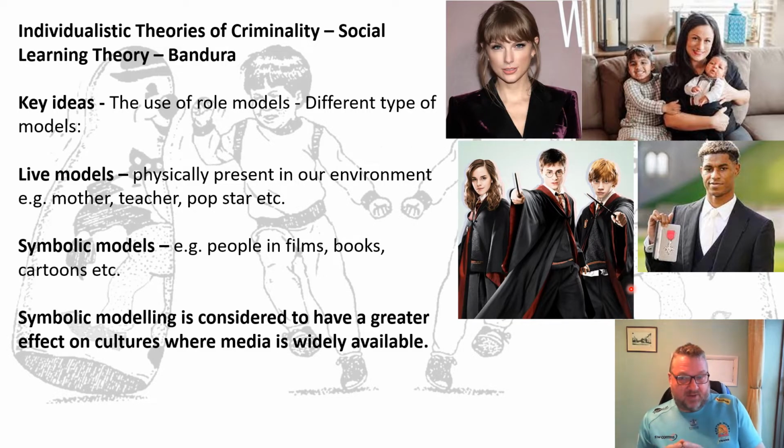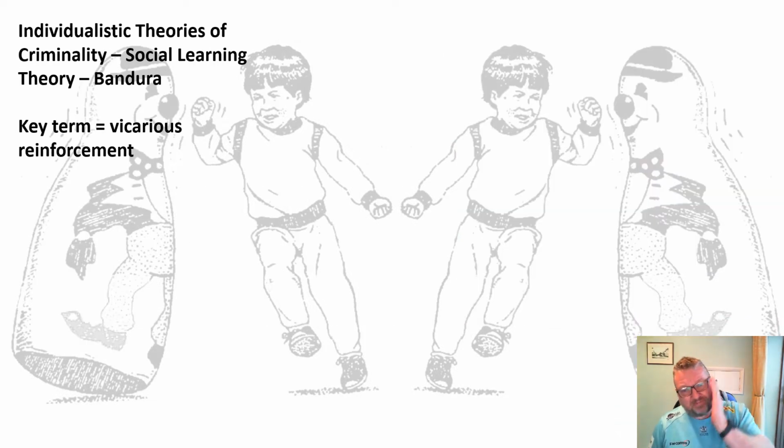Symbolic modelling, so fictional characters, is considered to have a much greater effect in cultures where the media is widely available. If you've got widely available media, you will get symbolic role models. This is quite important when we come to look at things like computer games and the influence of videos on criminality. So let's get down to social learning theory and Bandura.